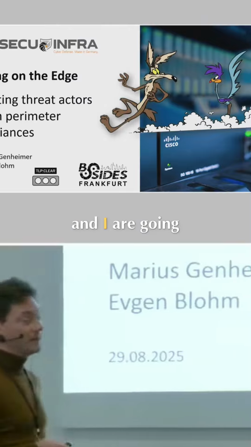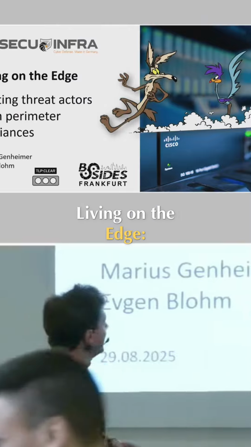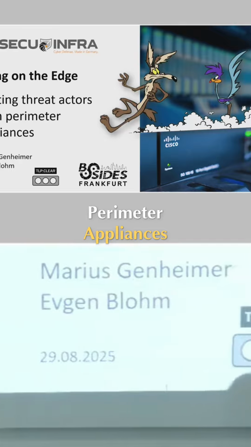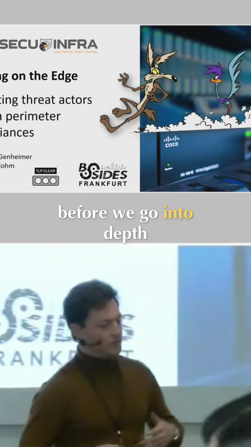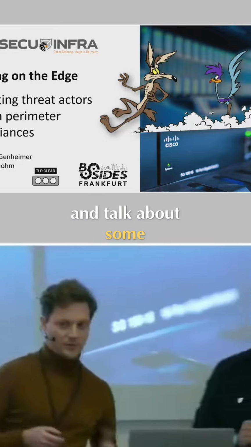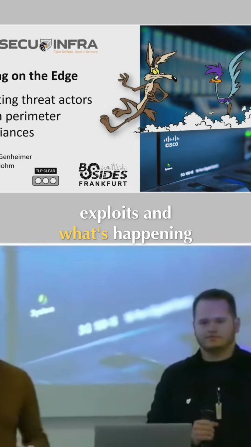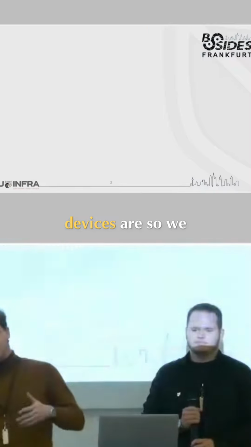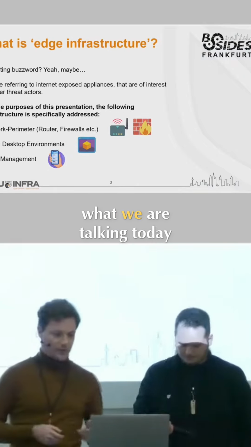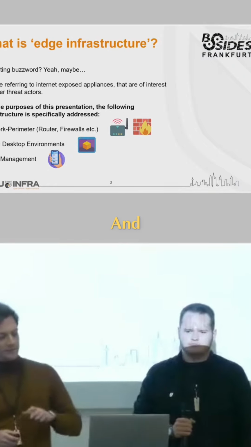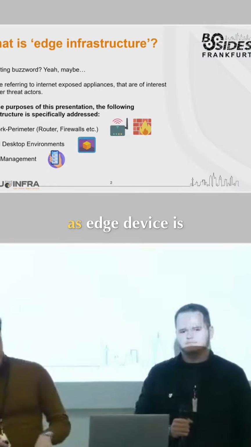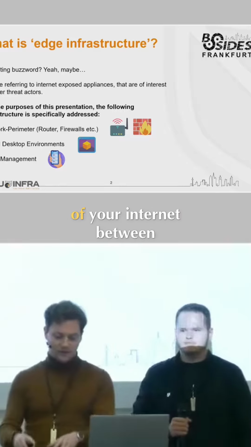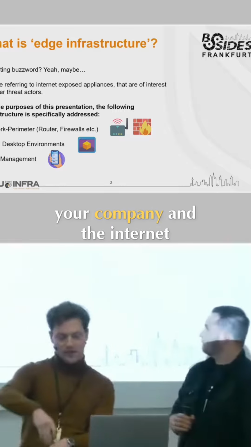My colleague Miles and I want to talk today about living on the edge, evicting threat actors from perimeter appliances. And first of all, before we go into depth and talk about some forensic stuff and some exploits and what's happening right now, we first need to define what exactly edge devices are so we all know what we are talking about today. Basically, what we're referring to as an edge device is something that sits on the edge of your intranet between your company and the internet.